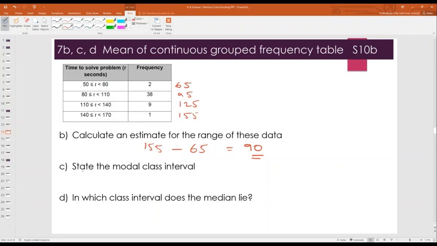Modal class, the same as in the previous section. Okay, it's the one with the highest frequency. Look, so it's this one. So our modal class is when t is between 80 and 110.